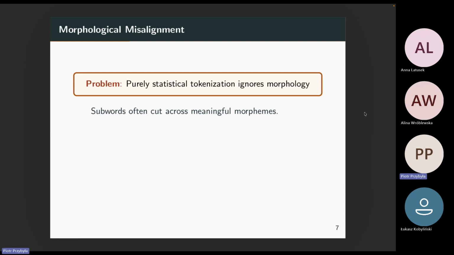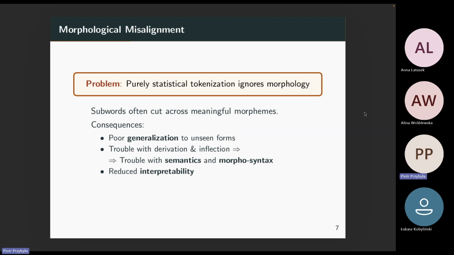Okay. So this is, of course, the problem, right? The statistical tokenization, even if it's trained specifically on the language that we want to represent, is just ignoring the morphology. And then you get splitting across meaningful morphemes. So what will happen in practice? Well, it will not generalize very well to other forms, right? Especially if we're talking about syntax, there will be many, many forms. And the meaning of the word in one form should probably be connected to the meaning of the same word in another form, right? So it will not have that because it just doesn't generalize. And then there will be the problem of semantics, which I already mentioned.